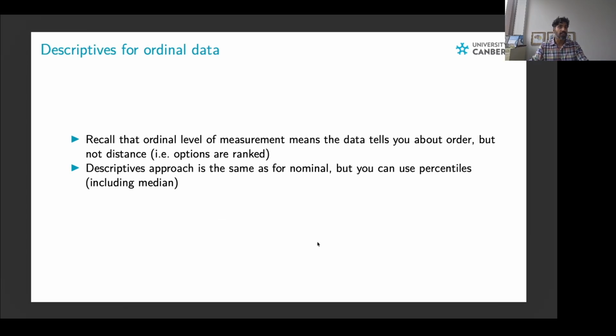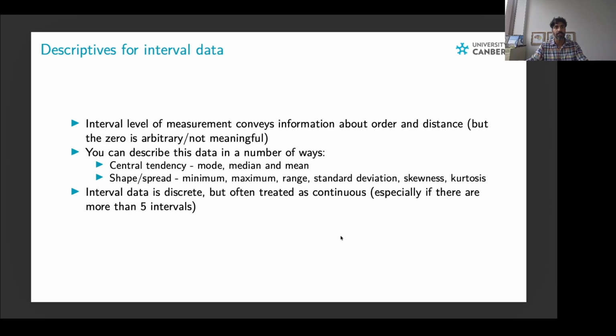The descriptives for ordinal data: ordinal level of measurement means data tells you about the order, but not the distance, so the options are ranked. Hopefully that's drilled into you now and you have a good sense of ordinal data. The descriptive approach is the same as for nominal, but you can also use percentiles, including the median. So those are additional descriptives available to you.